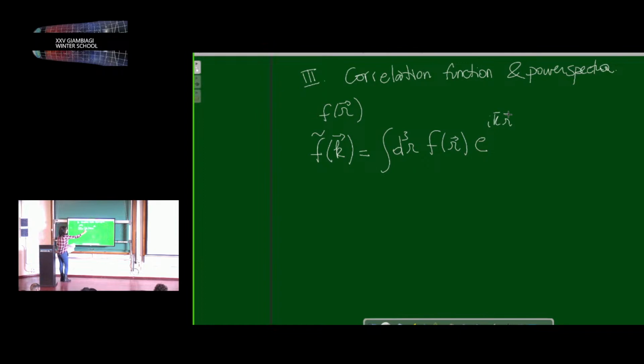Okay, so if this is the Fourier transform, the inverse Fourier transform will have a factor of 1 over volume, okay? 1 over volume times the sum over k of f tilde of k e to the minus ikr. Okay? Now let's consider that our function is the density contrast.